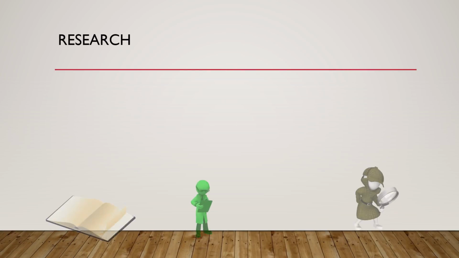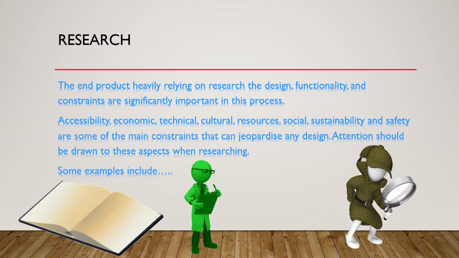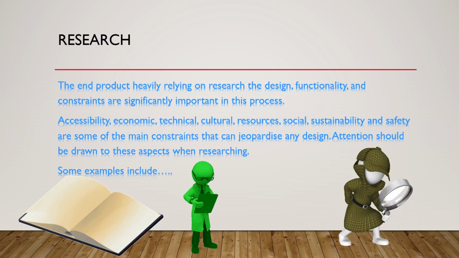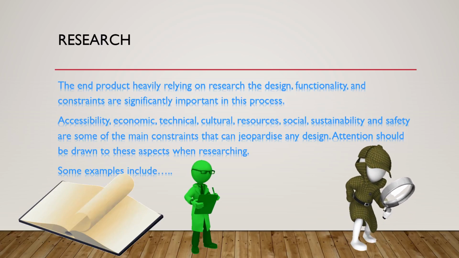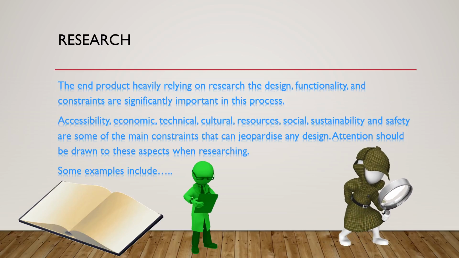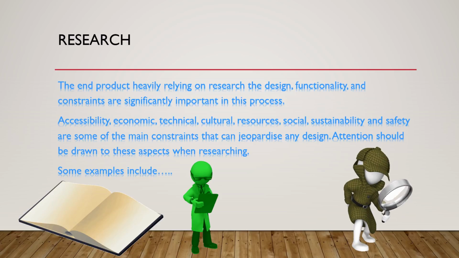Research. The end product, heavily relying on research, the design, functionality, and constraints are significantly important in this process. Accessibility, economic, technical, cultural, resources, social, sustainability, and safety are some of the main constraints that can jeopardize any design. Attention should be drawn to these aspects when researching.